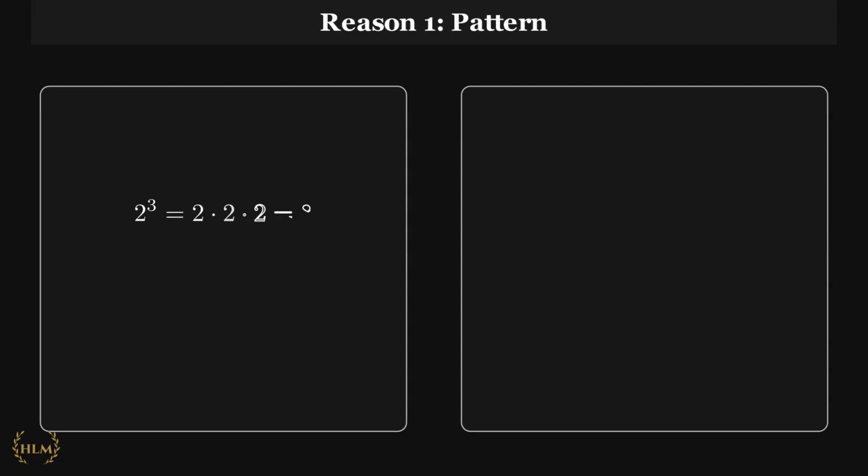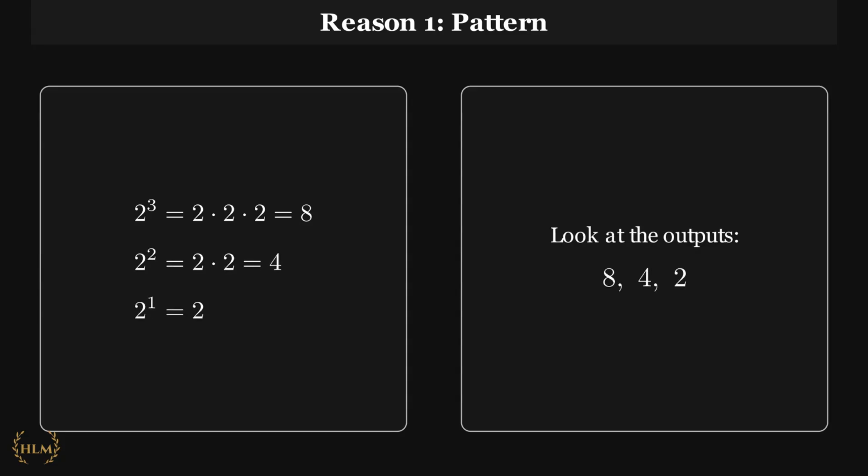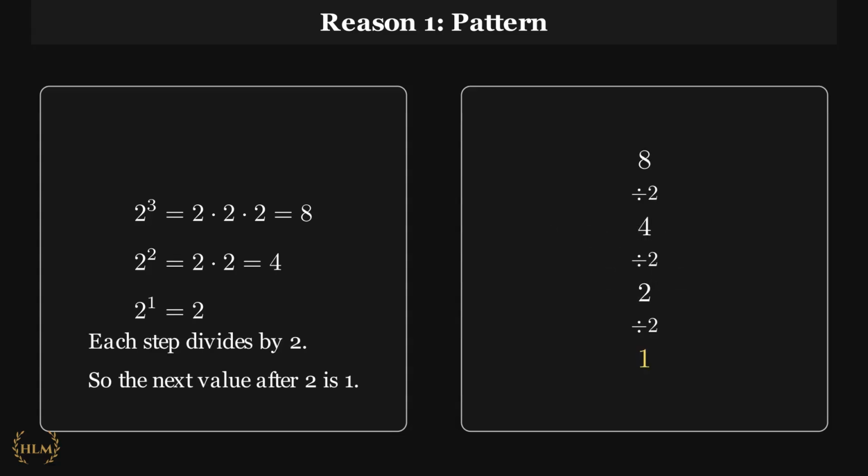So let's get what 2 to the power of 3 is, 2 to the power of 2 is, and what 2 to the power of 1 is. 2 to the power of 3 is 2 times 2 times 2, which is equal to 8. 2 to the power of 2 is 2 times 2, which is equal to 4. And 2 to the power of 1 is equal to 2. So if you take a look and go down from 8, 4 to 2, you'll see that you have to divide by 2 each time.